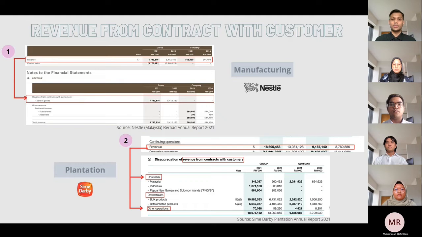For the upstream operations, it will be recognized net of discounts and taxes collected on behalf at the point in time when control of the goods has transferred to the customer. For the downstream operation, both freight and tolling services are recognized at a point in time. The freight services are recognized in the accounting period in which services are rendered, while the tolling services are recognized in the period in which the manufacturing activities are performed.